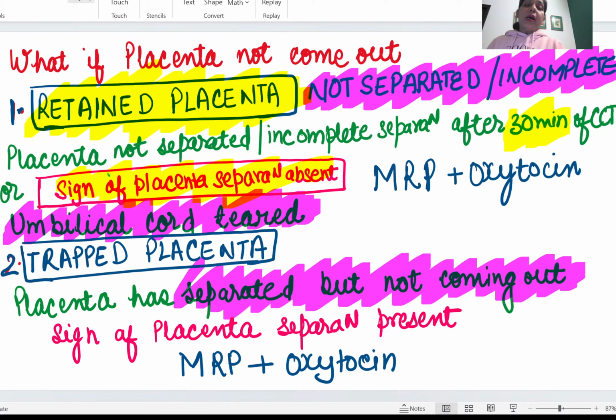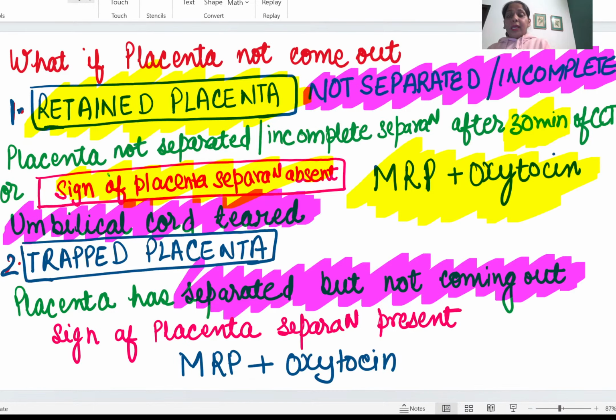Then we will do manual removal of the placenta and oxytocin. Even after 30 minutes, if there is no separation of the placenta, or there is partial separation, and there are no signs of placenta separation, that was asked in the NEET PG: what is the next management? Next management is MRP. MRP means manual removal of the placenta.